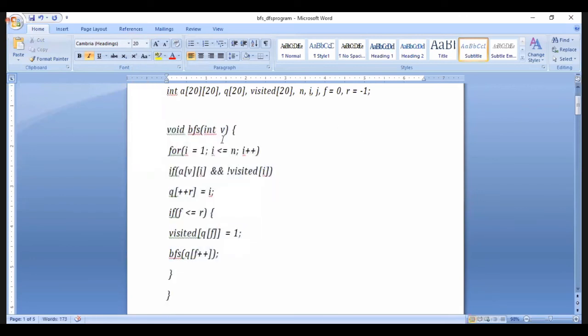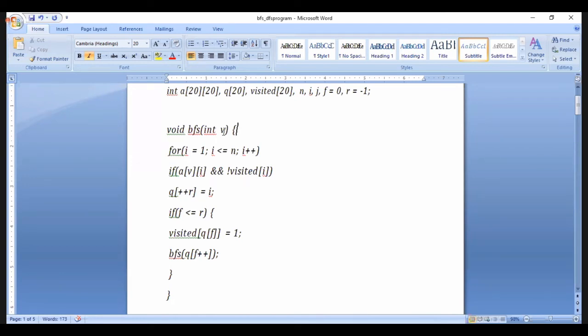BFS of V means V is 1 here. For example, I'm taking A. Even though I took an integer here, for our example's sake, I'm taking the character V as A. For I equal to 1 to N, I less than N, I plus plus, A of V of I. Suppose V is 1 and I is 1, then A of 1 1 is 1, and visited of I is not equal to 0.